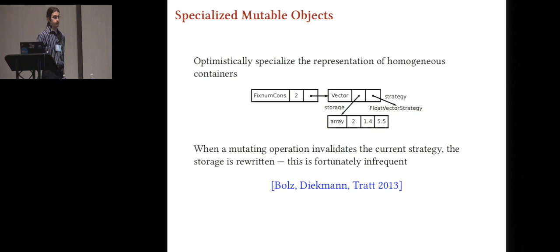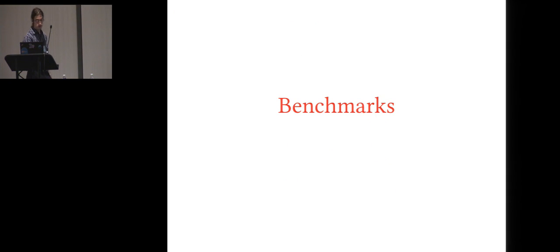Similarly, we attempt to do the same thing for mutable Racket-level values, where we optimistically try to specialize containers like vectors and hash tables to use a contiguous unboxed representation when applicable. If we ever discover that some operation invalidates this assumption of homogeneity, we simply allocate a new strategy and storage, box everything back up, and swap that out, which is an expensive operation, but one that occurs very infrequently in practice. So this ends up consistently being a win in performance.